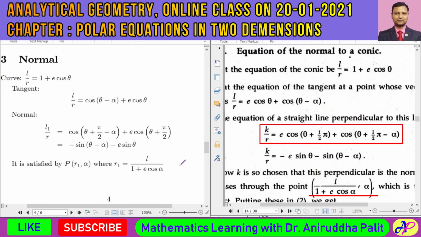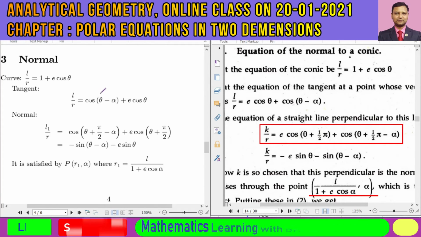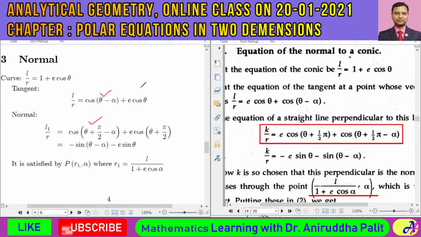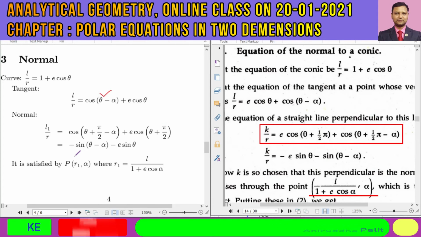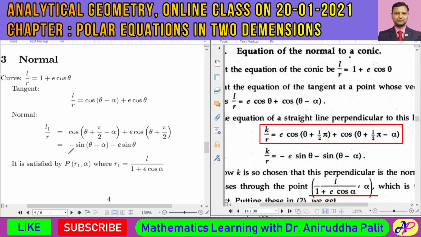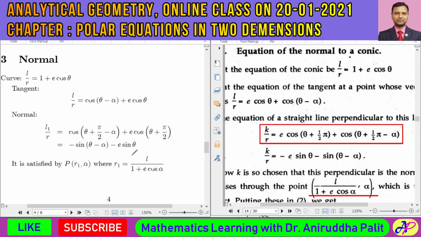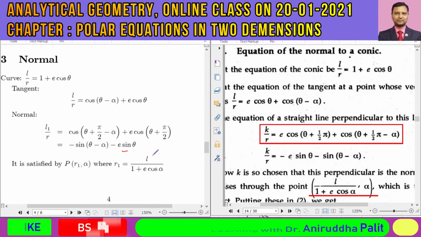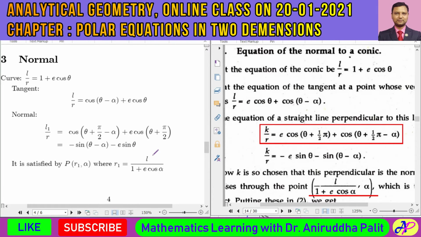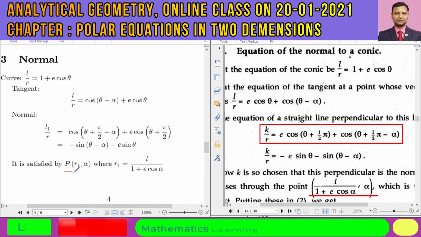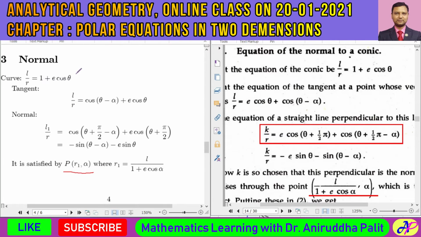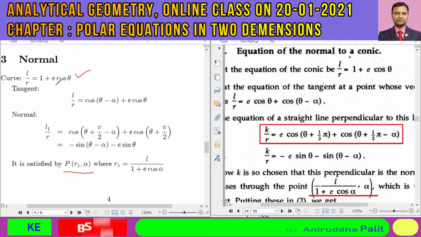You see over here, this theta has been replaced by theta plus pi by 2. Then in place of cos of theta plus pi by 2 minus alpha, we shall have this type of expression, that cos would ultimately be equal to minus sine of theta minus alpha, and e cos of theta plus pi by 2 will be equal to minus e sine theta. And now if you see, r1 theta 1 is a point on this conic. We took the equation of this conic in this fashion: L by R is equal to 1 plus e cos theta, and P was a point on this conic.